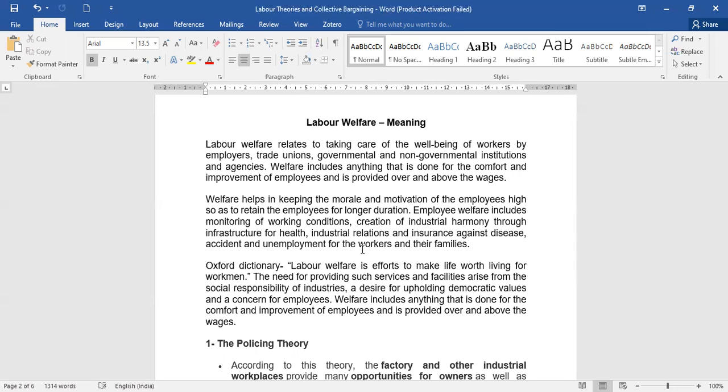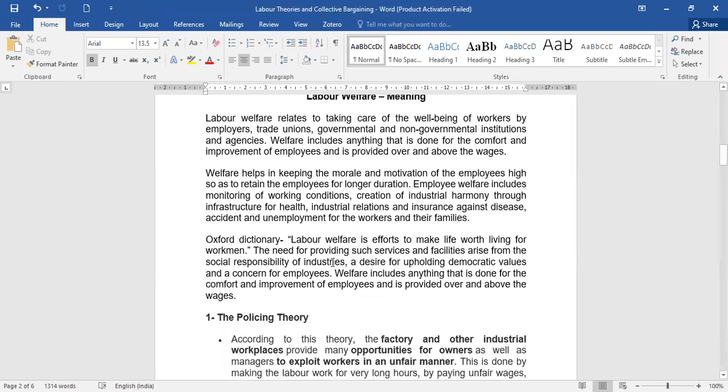And if you see the proper definition given by the Oxford Dictionary, labor welfare is an effort to make life worth living for the employees, that is for the workmen. So the need for providing such services and facilities is nothing but a part of the industry's or employer's social responsibility, you can say. And definitely this welfare includes the comfort and the improvement, and over and above this will definitely have a positive impact on the organization also, that is for the employers also.